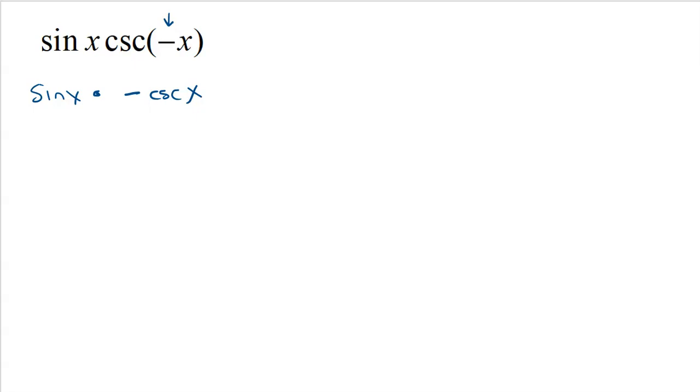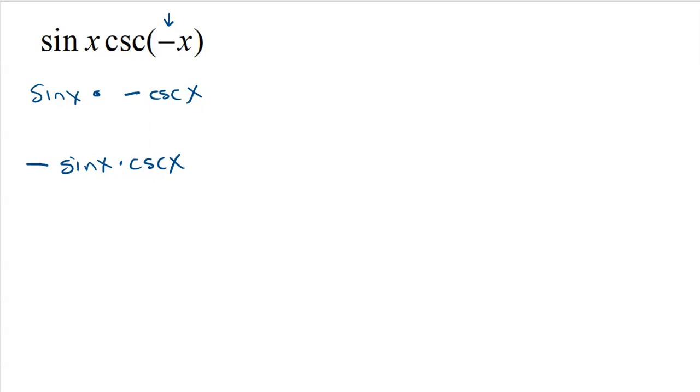Now, again, I have multiplication. Multiplication you can do in any order you want. So I'm actually going to move this negative sign out in front. So that's negative sine of x times cosecant of x. And you may say, well, wait a minute, you said it's negative cosecant, not negative sine. Yeah, it's multiplication, guys. It's a -1. I put it anywhere I want.